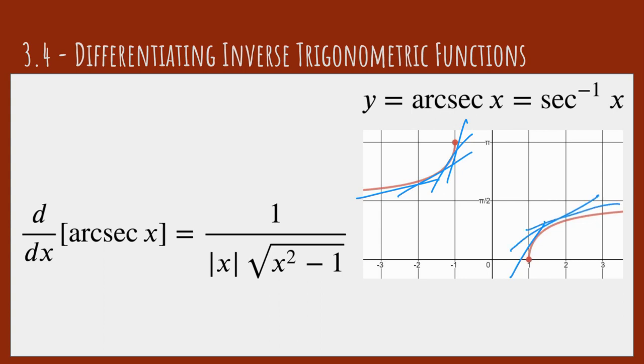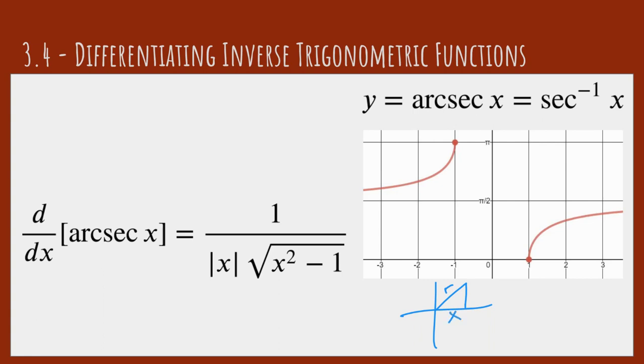So no matter what we plug in for x, we should get positive slopes. So that's kind of a graphical justification that absolute value should be there. The mathematical reason that we get an absolute value has to do with when we draw our triangle. In analytic geometry, the hypotenuse is always going to be positive.